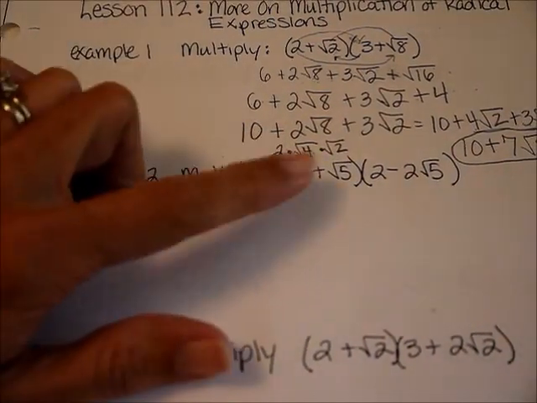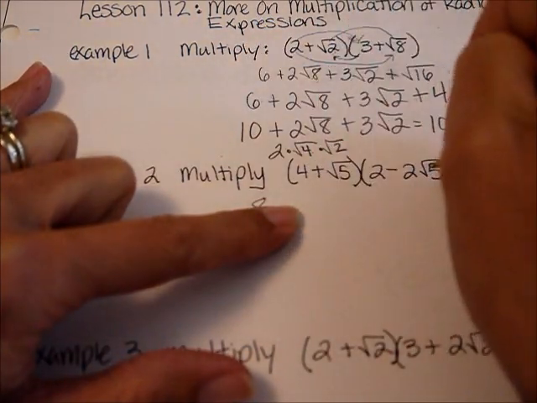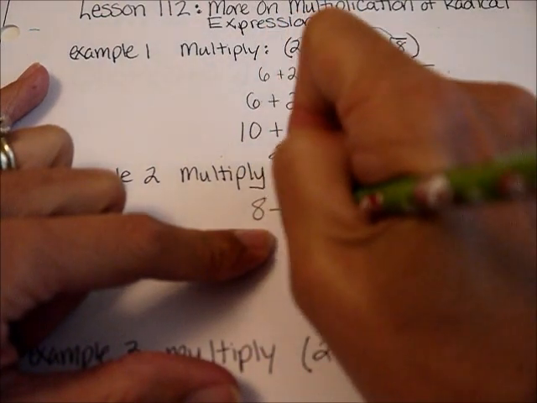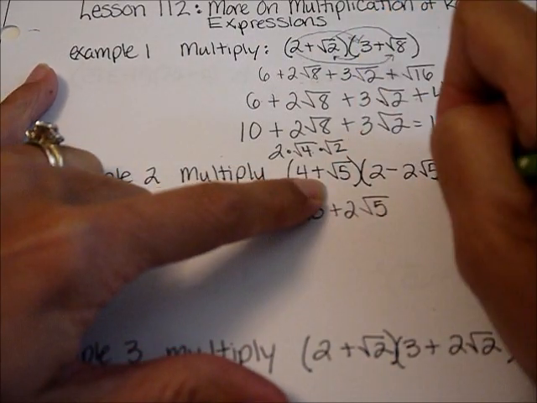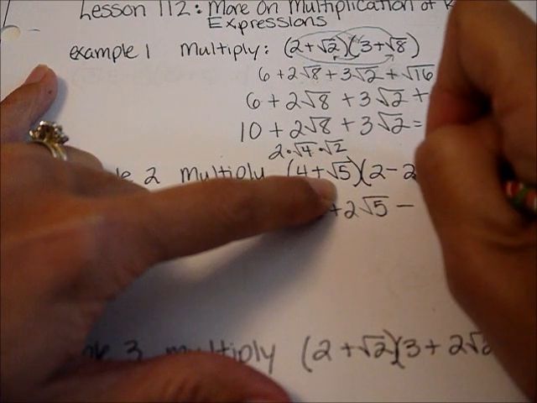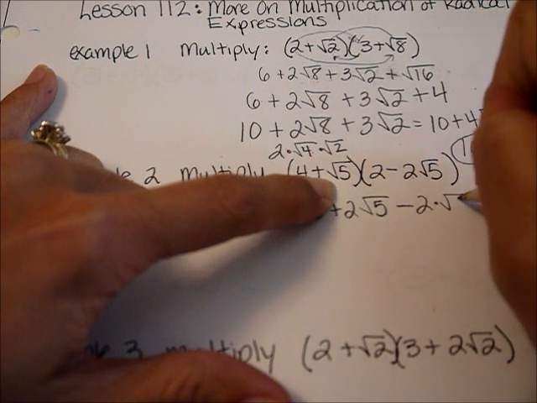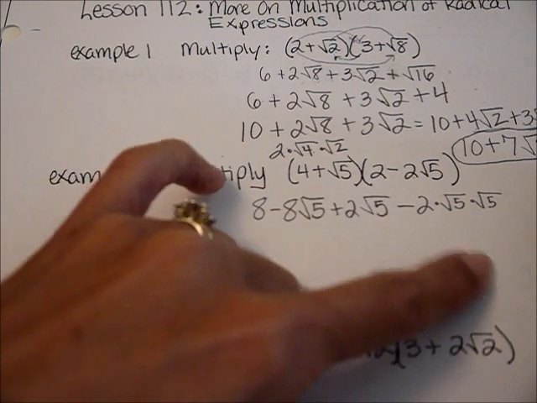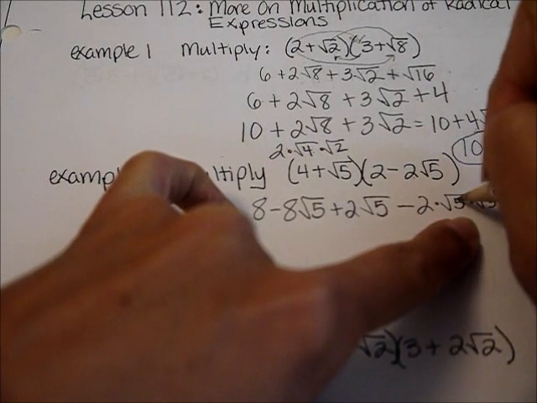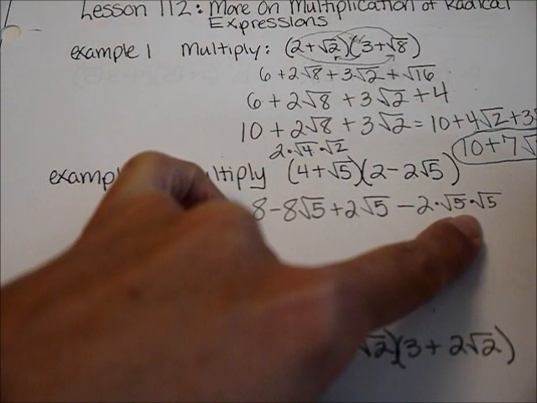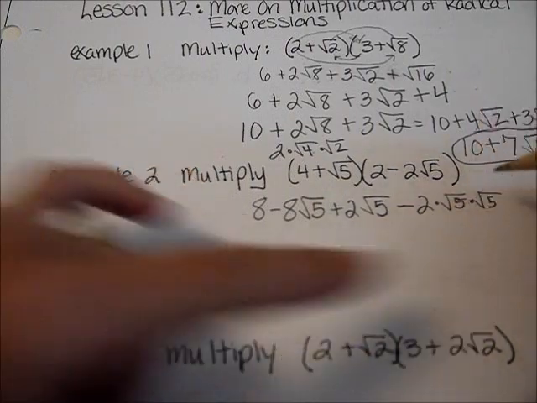All right, let's try that again. We're going to FOIL this one. When we do first, we get 8. Outer, we get negative 8 root 5. Inner is 2 root 5. And last is a negative 2 times radical 5 times radical 5. Now you might have been able to reduce that in your head. If you can't, write it out, because that'll help you from making a mistake. When we multiply, that's the same as 2 root 25, which is the same as 2 times 5, which is 10. So this is going to simplify to 10 when we get there.